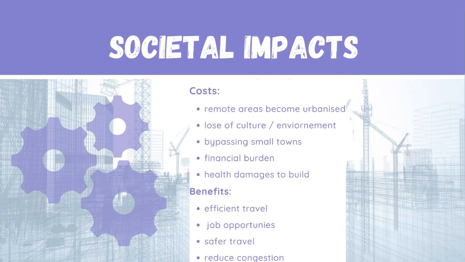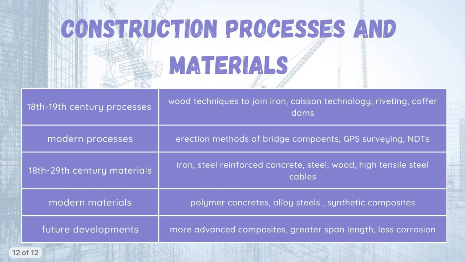So construction processes and materials have evolved over time. A basic overview of the things that have changed are from the 18th to 19th century. Majority of bridges were made out of wood, and they used cutting techniques to join these wooden things. They might have also used wrought iron, and this wrought iron would have been made on similar principles as wood joining. So you would have had holes and slots and pins that would join the iron together.